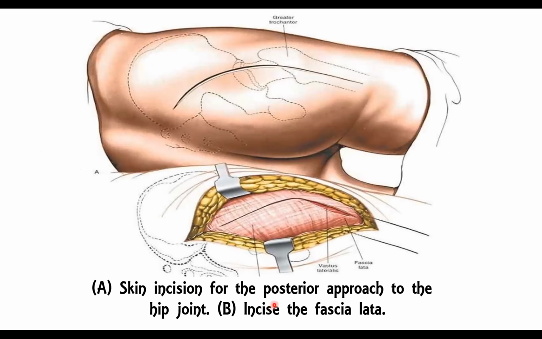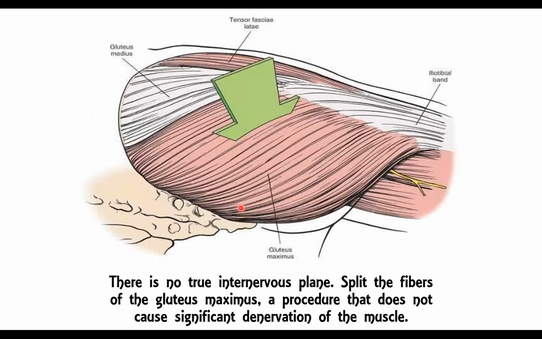Then the underlying subcutaneous fat, and you can see the fascia. Actually, this is the fascia lata from here, going above. This will become the gluteal fascia. We all say there is no true internervous plane because this is the gluteus maximus muscle, which is a bulky muscle here. We can split these fibers. What we have read, yes, you can't split more than 7 centimeters from the tip of the greater trochanter because it will damage the inferior gluteal artery and nerve.